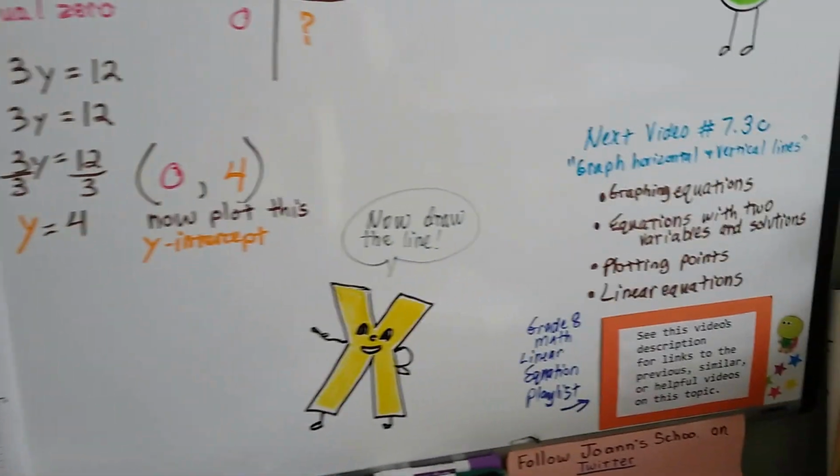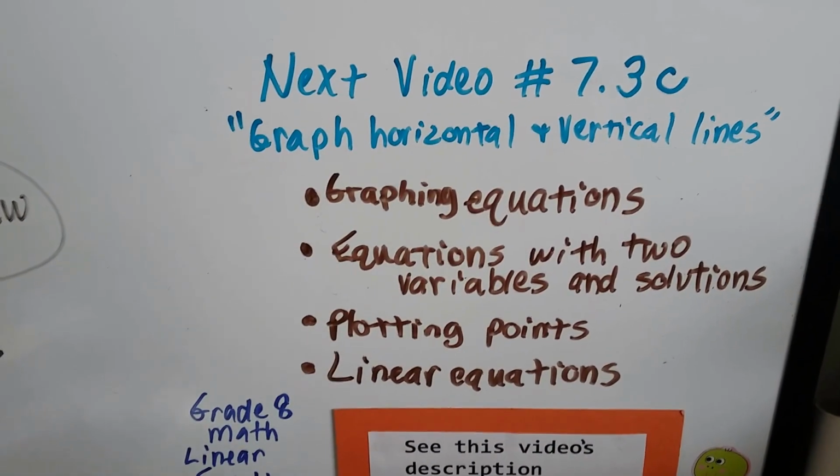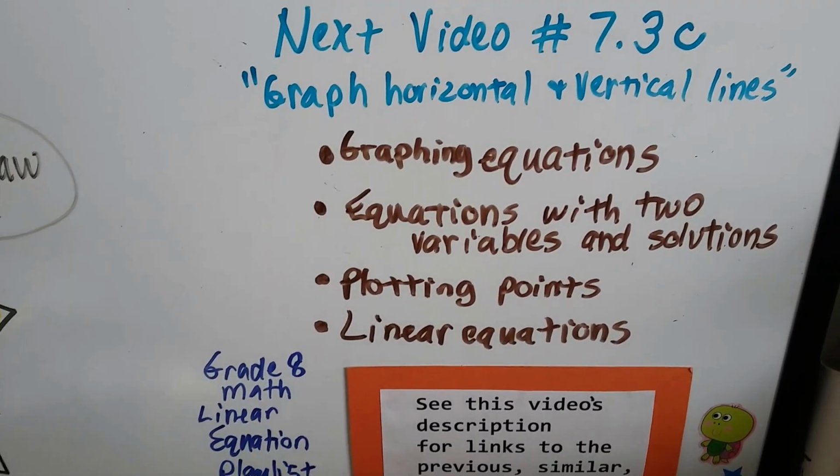Okay, so now our next video is going to be 7.3c. We're going to graph horizontal and vertical lines.